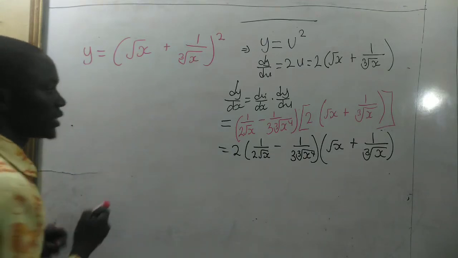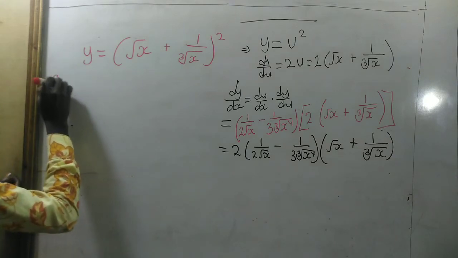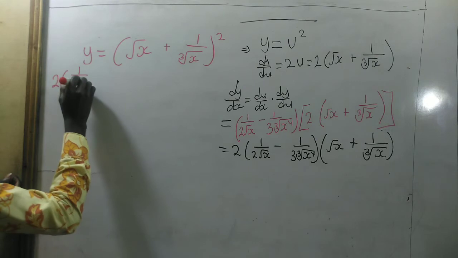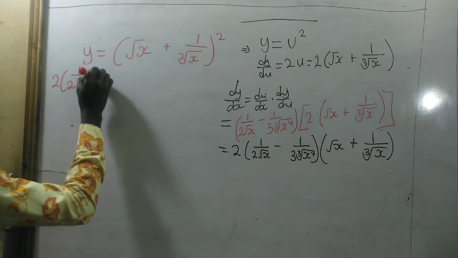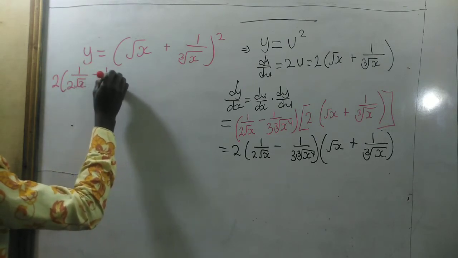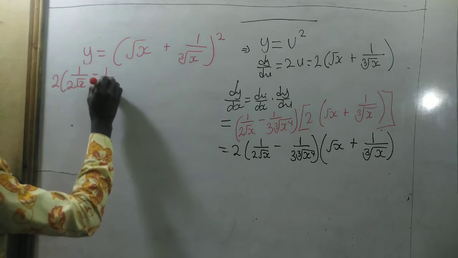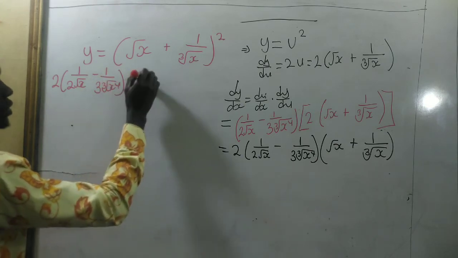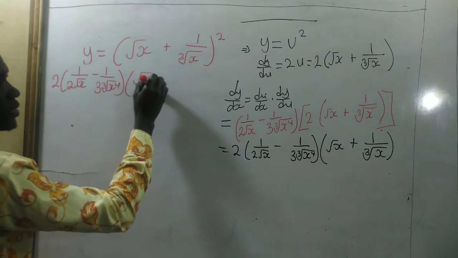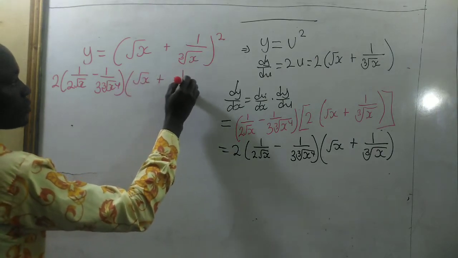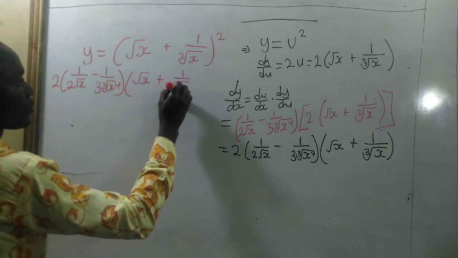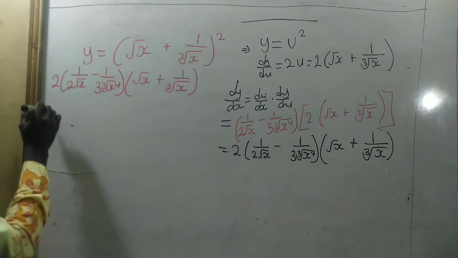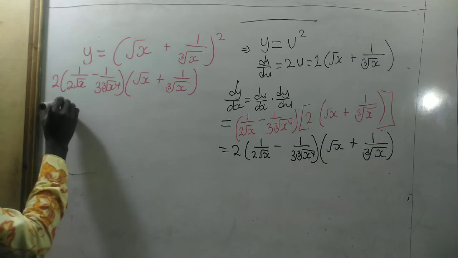And then bring this one here. We have 2 times 1 divided by 2 root x minus 1 divided by 3 the cube root of x to the power 4 times root x plus 1 divided by the cube root of x. So let's do the expansion. So 2 is here, so let's put 2 there.